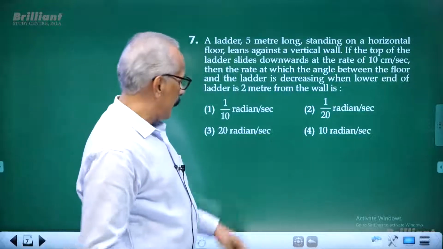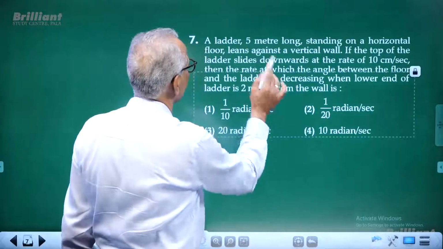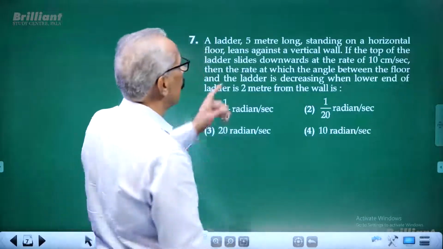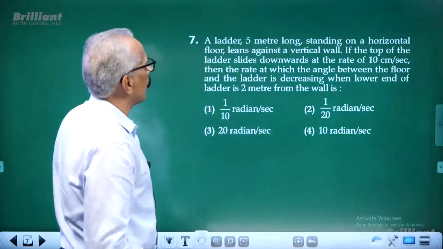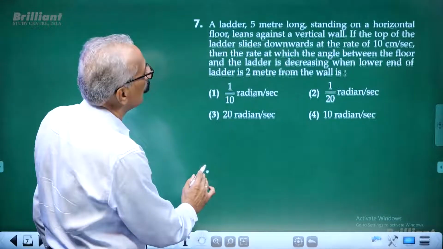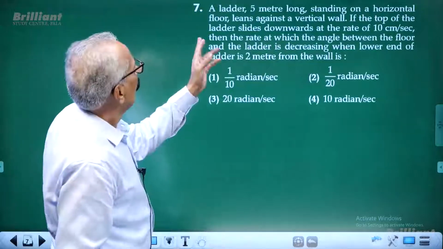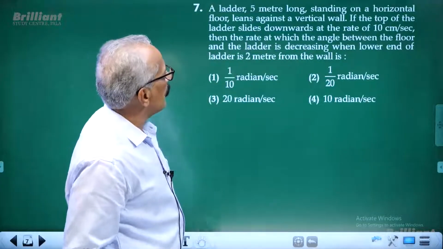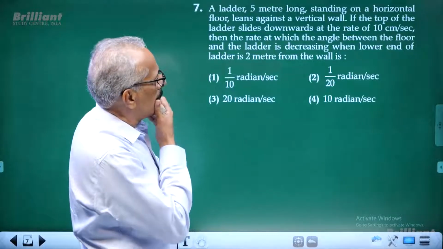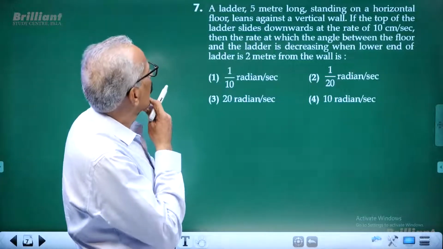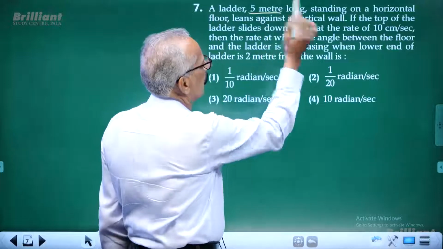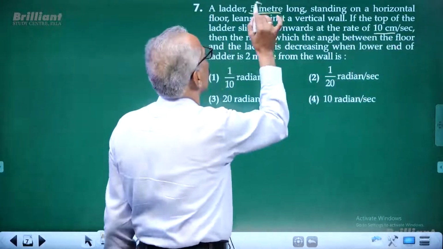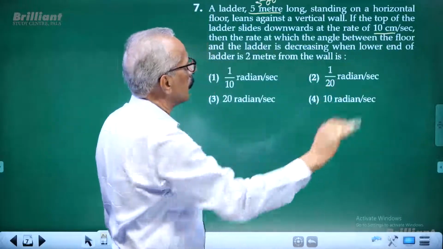Well, a ladder standing on a horizontal floor leans against a vertical wall. If the top of the ladder slides down at the rate 10 centimeter per second, then the 5 meter, look at this, 5 meter and 10 centimeter. So we will make it as 500, same unit.